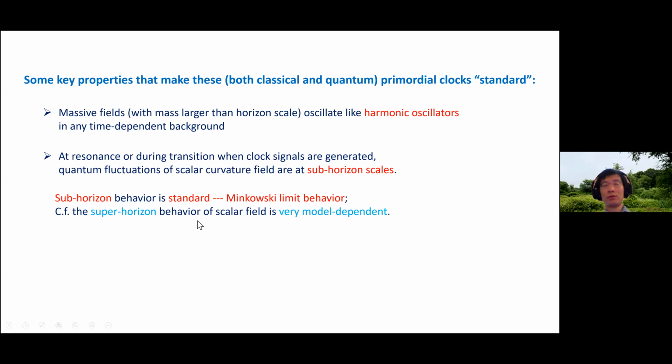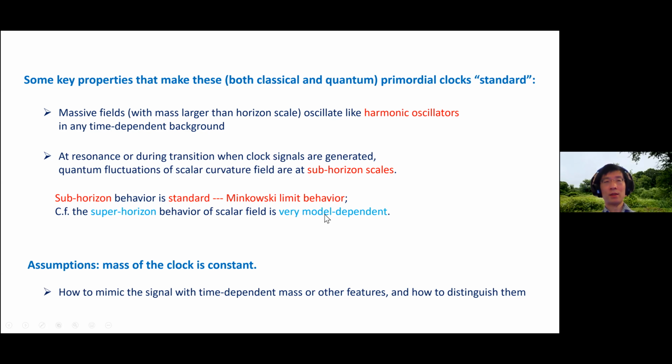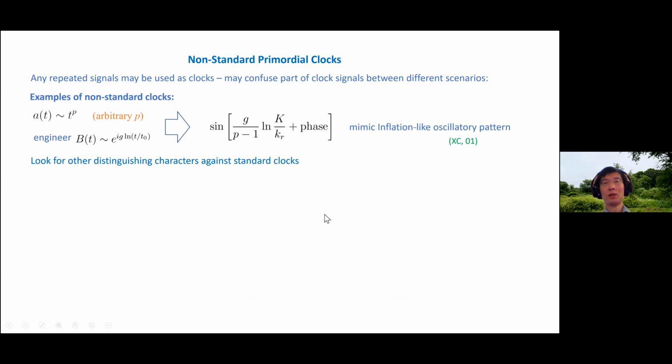If we were to make use of a superhorizon limit of scalar fields or curvature fields, that would be much more troublesome because the superhorizon modes are very model dependent. They evolve outside the horizon. The assumption we make is the mass of the clock is constant. So it's an interesting topic how such signals look if we have some time-dependent mass, dramatic enough, and how to distinguish them. That we will call non-standard clocks.